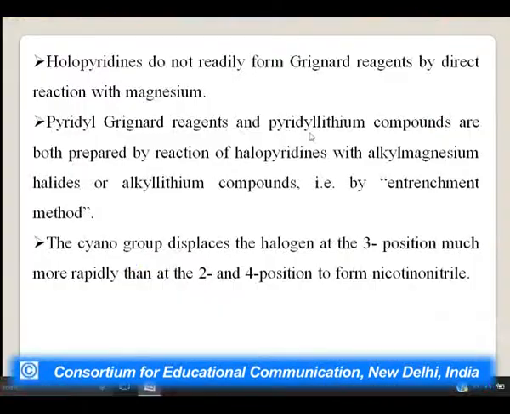Halopyridines do not readily form Grignard reagent by direct reaction with magnesium. Pyridyl Grignard reagent and pyridyl lithium compounds are both prepared by reaction of halopyridine, first of all with alkyl magnesium halide or alkyl lithium compounds, that is by the entrainment method. The cyano group displaces the halogen at position number 3 much more rapidly than at position number 2 and position number 4 to form nicotinonitrile.